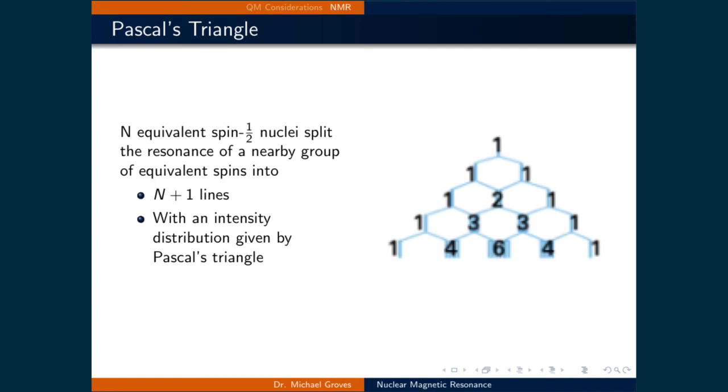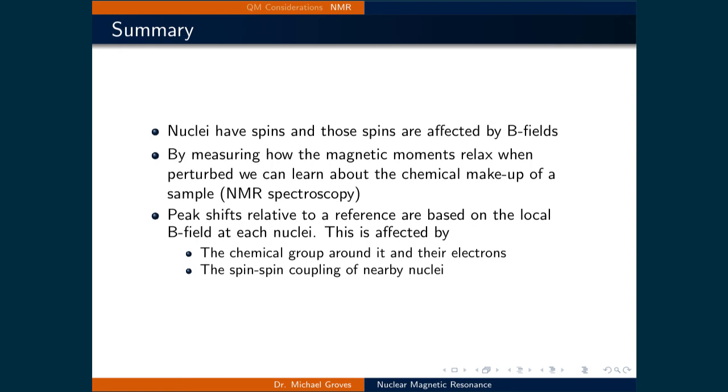In this lecture, we qualitatively examined NMR spectroscopy. The spectra from this type of spectroscopy is dependent upon how nuclei have spins, and those spins are affected by magnetic fields. Measuring how the magnetic moments of these nuclei with intrinsic angular momentum relax when perturbed can show the chemical makeup of a sample. This is NMR spectroscopy. Peak shifts relative to a reference are based on the local magnetic field at each nucleus. This local magnetic field is affected by the local bonding arrangement as well as the spin-spin coupling of nearby chemically inequivalent nuclei.